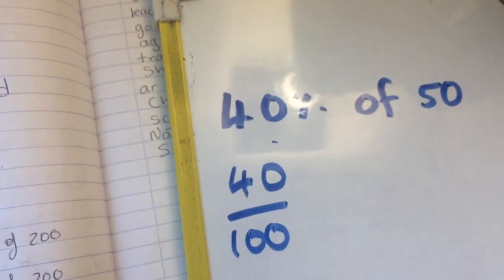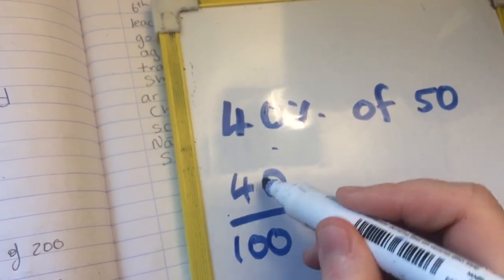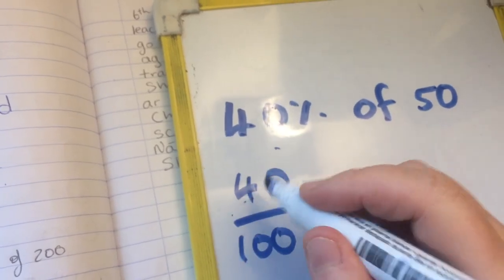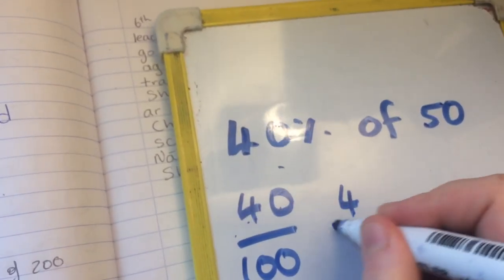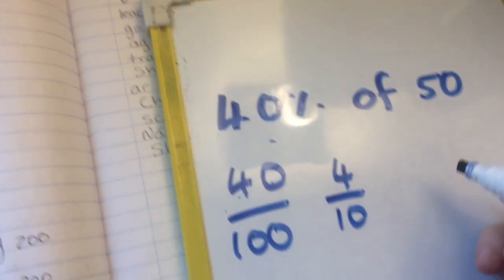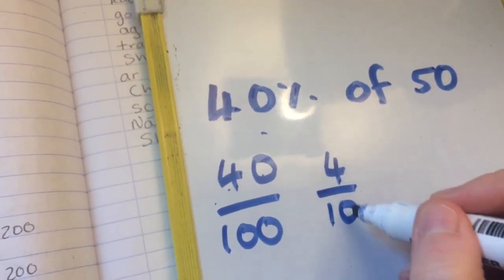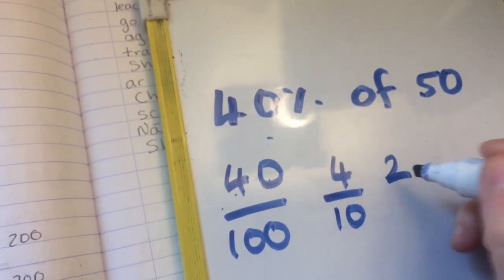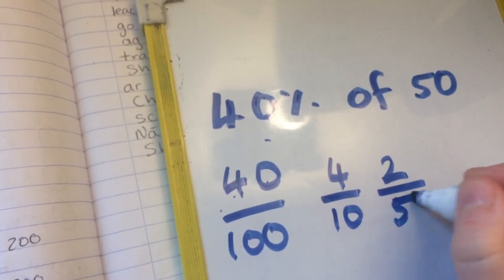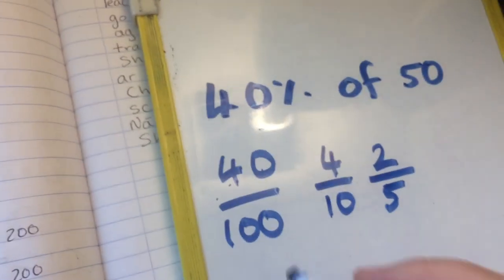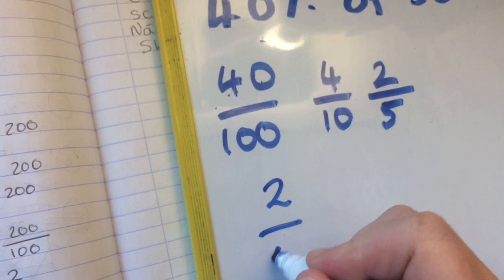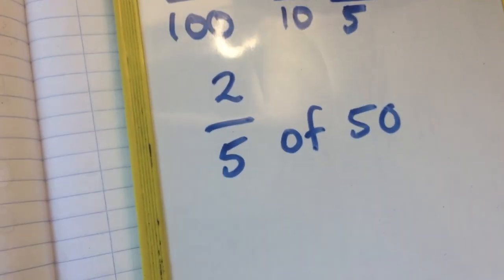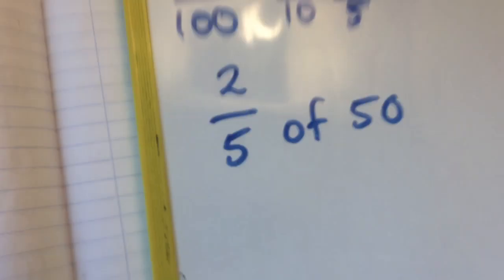Now, we can simplify that down, can't we? We can do 4 into 40, or 100 into 40. What am I saying? 10 into 40 goes 4 times. 10 into 100 goes 10 times. We know we can simplify that down again. What goes into the top and what goes into the bottom? 2. 2 goes into 4 twice. 2 goes into 10 5 times. So 40 over 100 is also known as 2/5 of 50. There's a little bit of working out first before you move on. So 2/5 of 50. So here we go.